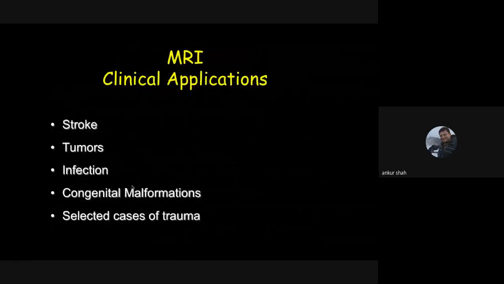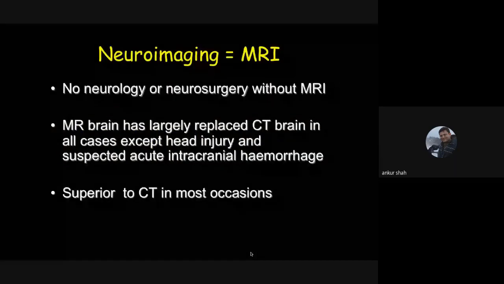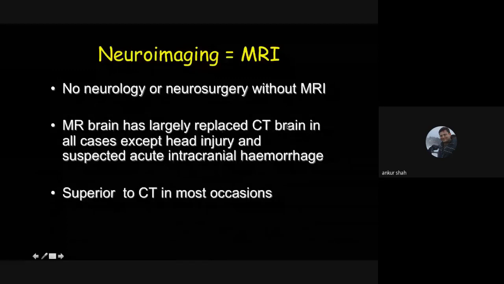What are the applications of MR? For neurology, stroke, for any kind of stroke, MR is the modality of choice. The tumors, for infection, for congenital malformations, and for selected cases of trauma. So for all these, MR is very much important. Nowadays, it is almost like neuroimaging is equal to MRI. There is no neurology or neurosurgery possible without the help of MR. And it has largely replaced CT brain, except in cases of head injury and when there is suspected intracranial hemorrhage.